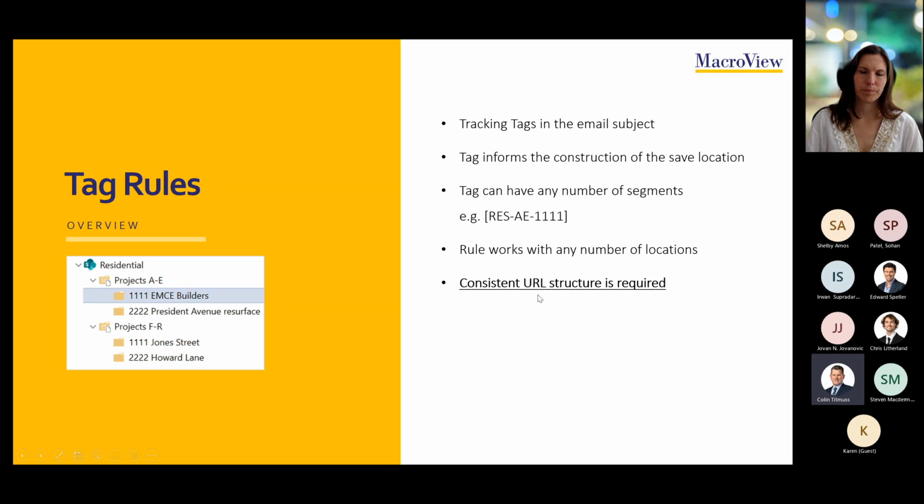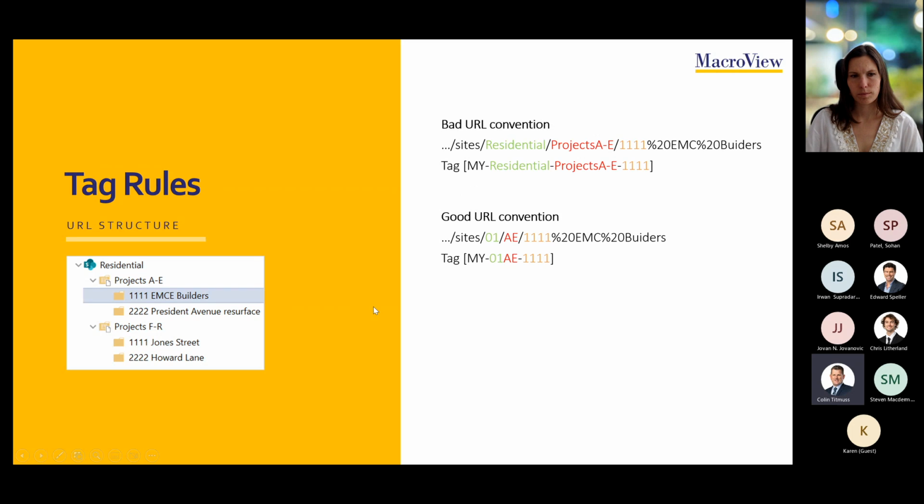The key bit to these, though, is that a consistent URL structure is necessary. So just as an example of that on the URL side of things, if you're considering your design, if you look at that same example we've got over here, if you construct your URLs using very full, long descriptive names, for instance, residential, the whole project's AE, and then your project number, in order to create a tag that can reconstruct that URL, you're going to need a tag that contains all of that long description, so it can be a bit unwieldy.